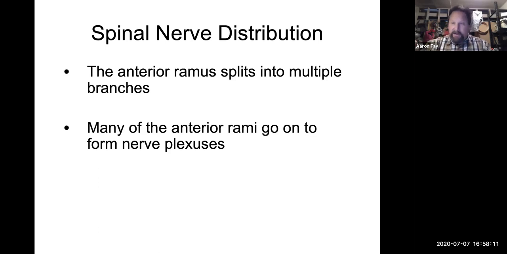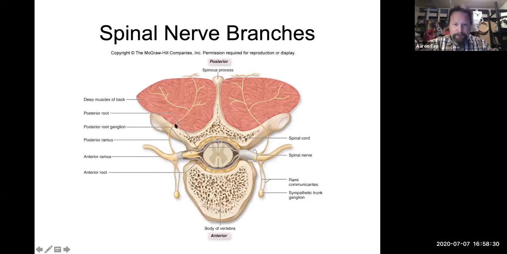The anterior ramus will split and interweave with the branches of other anterior rami, and it's going to make a big, complicated kind of rat nest of cables, and those are called plexuses. In the picture, we can see the posterior root and the anterior root fuse to form the spinal nerve. The spinal nerve is just this portion right here.